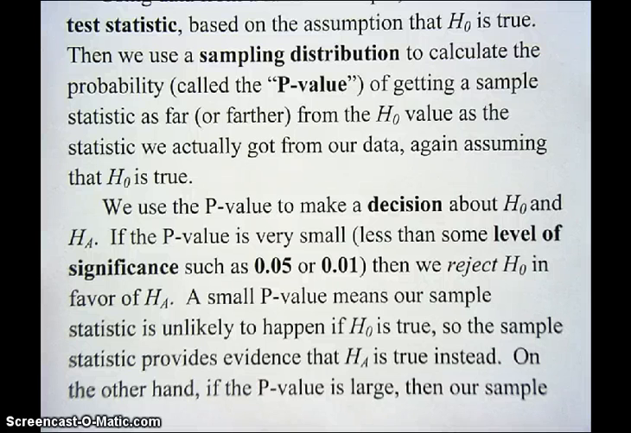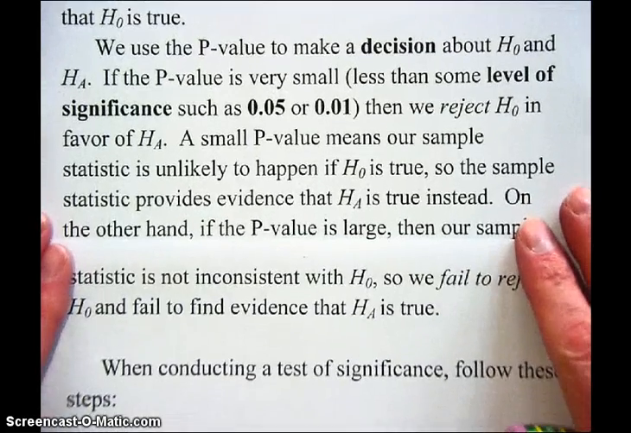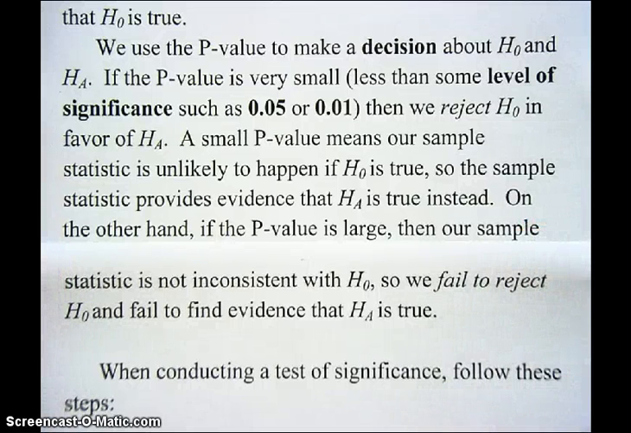If you calculate this p-value, and it turns out to be small, then that causes you to reject the null hypothesis. Even though we've been using it as a working assumption all the way through, when we get to this point we have to make a decision about it, and if the p-value is small we reject. If the p-value is large, then what our sample is telling you is that we don't have any evidence that our sample statistic is inconsistent with the null hypothesis. And so in that situation you would fail to reject the null hypothesis and fail to find evidence that the alternative is true.